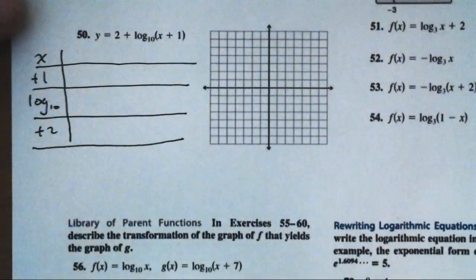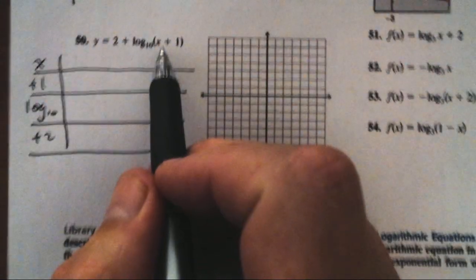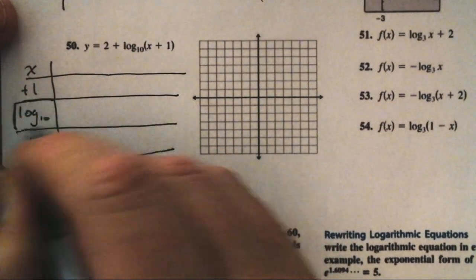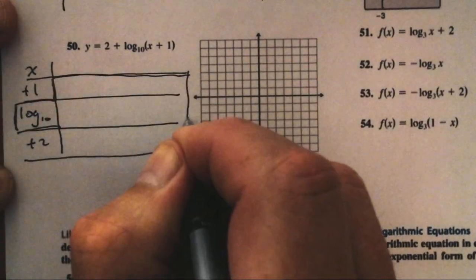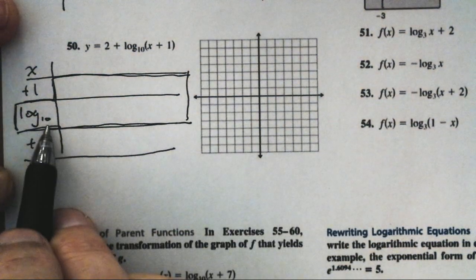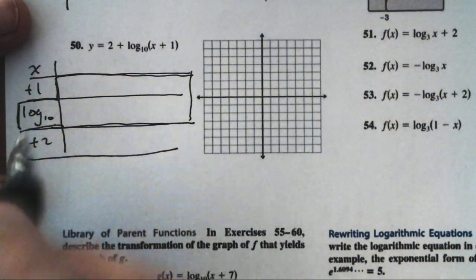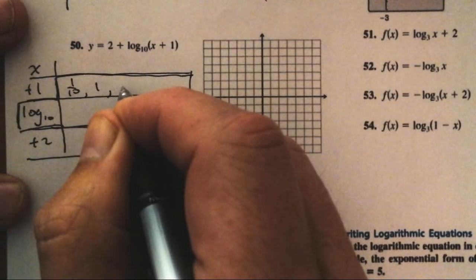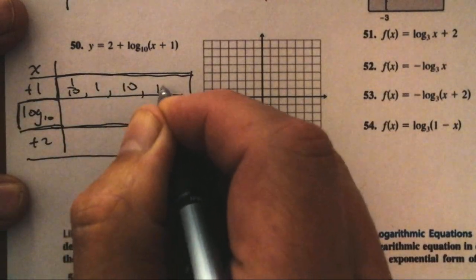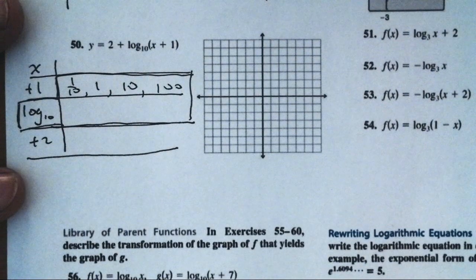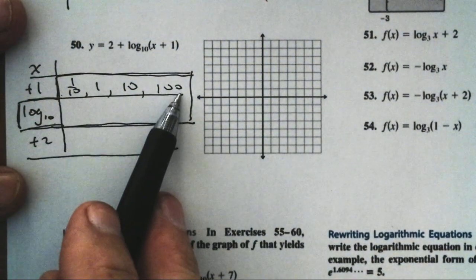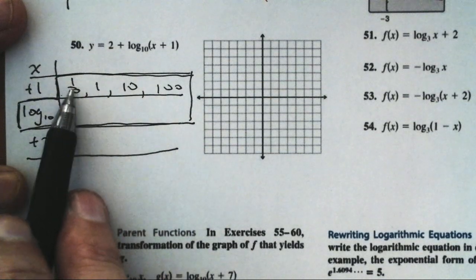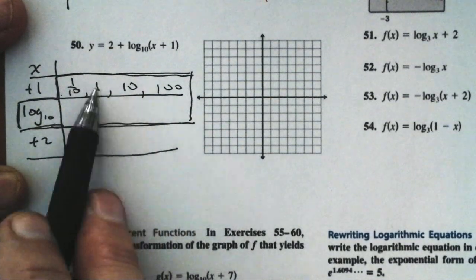The key is I don't really want to choose values for x plus 1. I want to choose the values that go well into log base 10. And those values are 1/10 and 1 and 10 and maybe 100. Maybe 1/100th, maybe 1,000, maybe 1,000,000. Those are all powers of 10, but it's these three that typically we're going to be able to build around.